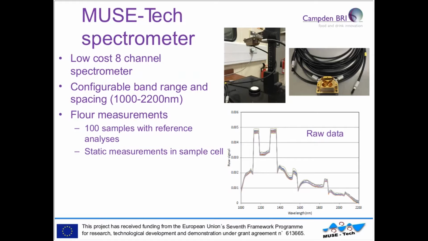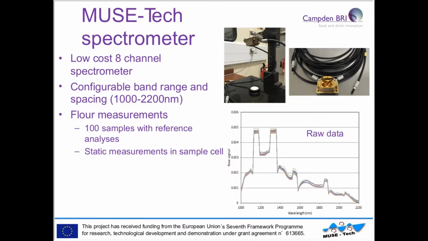And we initially did some trials with some flour samples just on the bench in some cells to see how the instrument performed under well-controlled conditions before applying it to doughs. And this is something that NIR is usually pretty good at. So we took 100 samples of diverse flours with reference analyses as well to see whether we could build calibrations for them. And we made some static measurements of those flours.